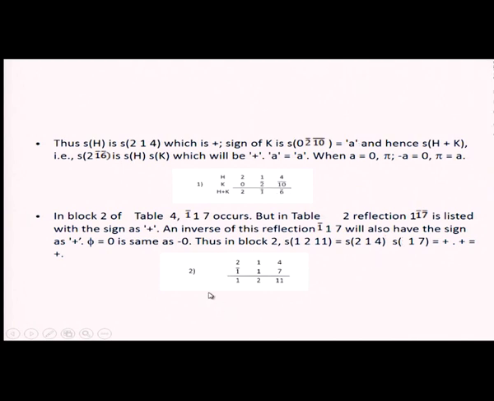Now, let us take the second block, 2 1 4 with 1 bar 1 7, right. Add this: 2 minus 1 we get 1, 1 plus 1 is 2, 4 plus 7 is 11. So, this is one H reflection, K reflection, H plus K reflection. So, knowing the sign of 2 1 4 and the sign of 1 bar 1 7 reflection, I can get the sign of 1 2 11.